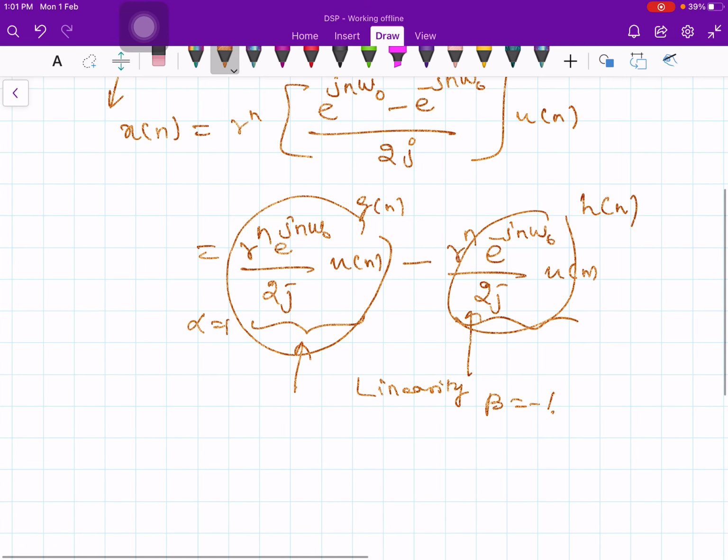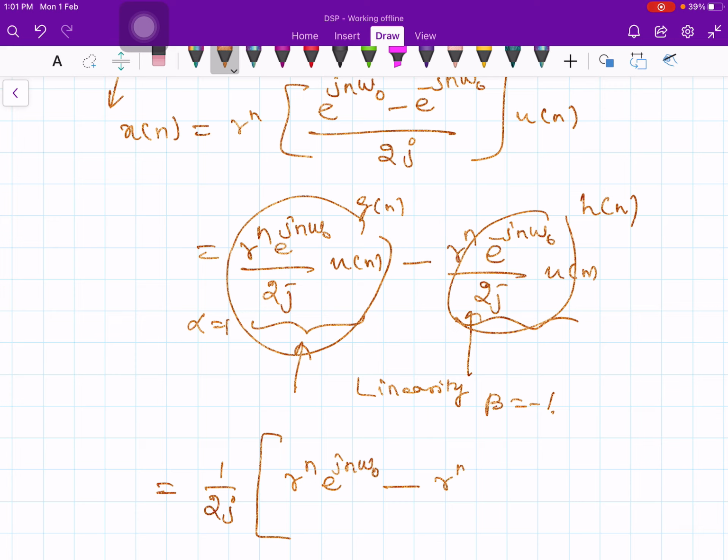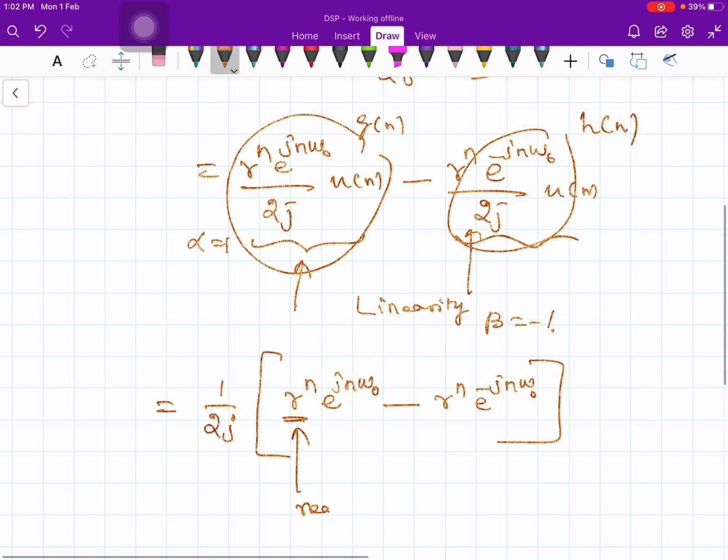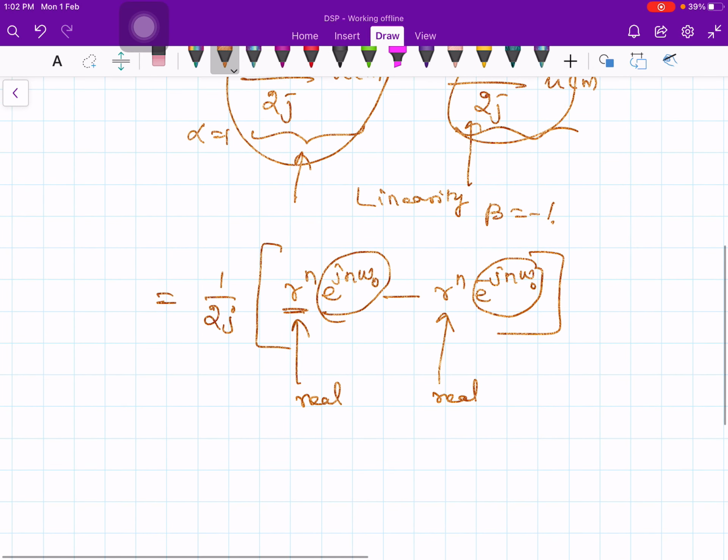One more important point is that r to the n e to the j n omega naught divided by 2j u of n is the complex conjugate of r to the n e to the minus j n omega naught divided by 2j. Or I can say 1 by 2j you can take commonly outside, then r to the n e to the j n omega naught minus r to the n e to the minus j n omega naught. This r to the n is a real quantity, so even if you take the complex conjugate, nothing will happen. But e to the j n omega naught is the complex conjugate of e to the minus j n omega naught. In other words, we could write this as v of n, let me call it, and this one is v conjugate of n.